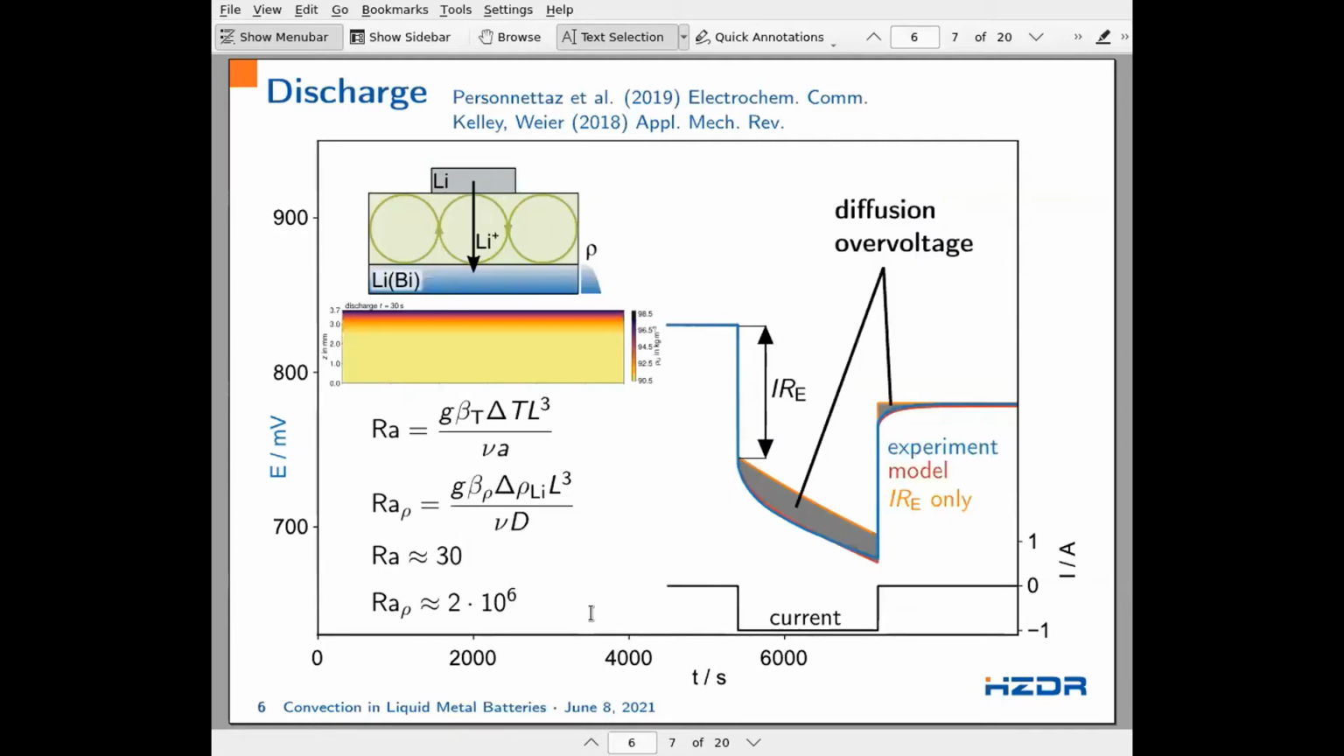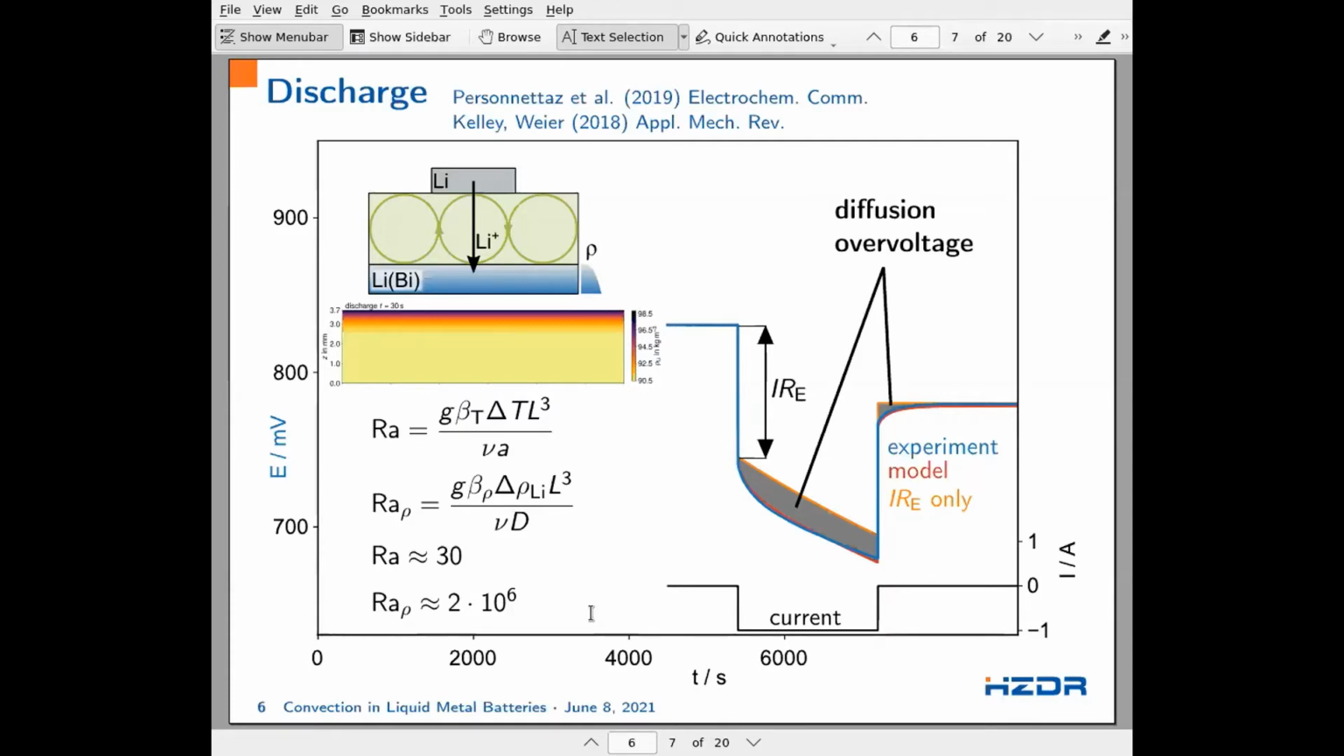But during discharge, things are different. There is not only the offset due to the ohmic losses in the electrolyte, but there are additional so-called overvoltages, and the main role here is played by diffusion. And the thing is that during charge, we start with a well-mixed lithium bismuth alloy, where we take away from the top low-density lithium. That means the remaining alloy is much denser, and it starts to sink down, and this solute convection is very intense and mixes the cathode very well.